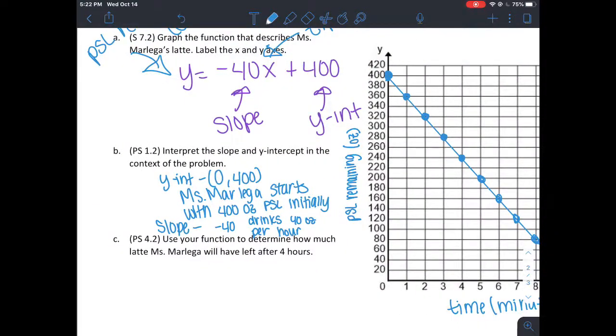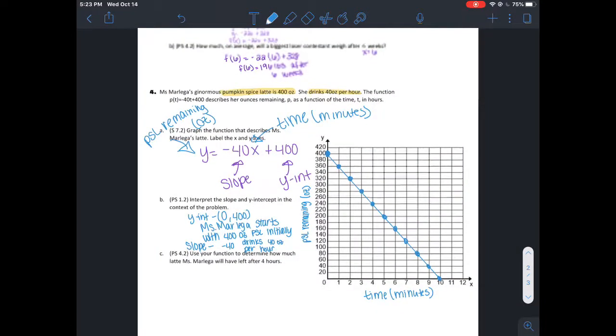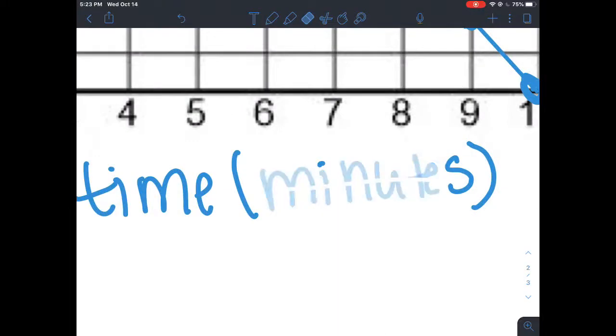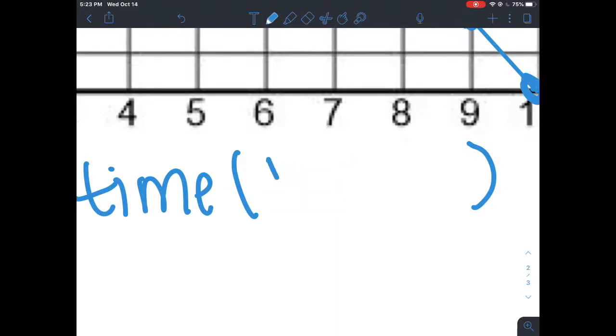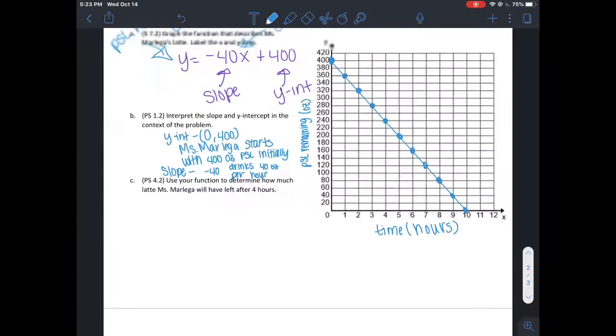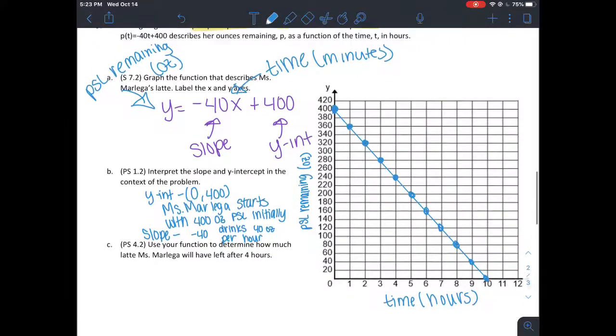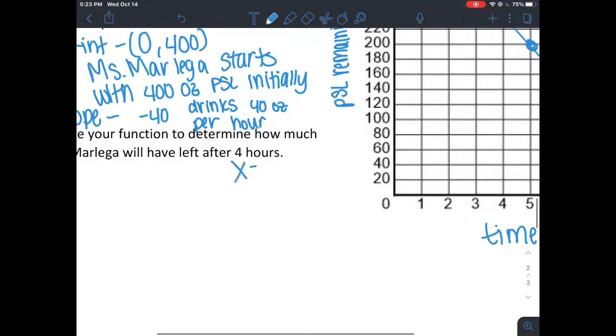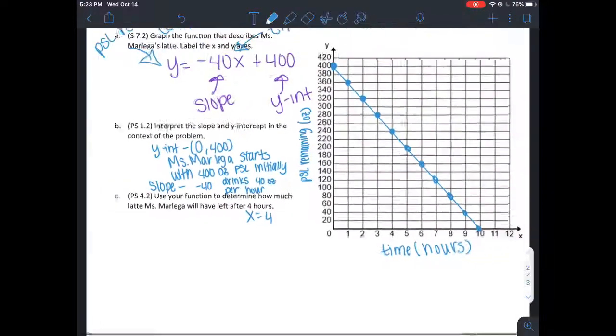And then the last one, use your function to determine how much latte Miss Marlega will have left after 4 hours. Oh, I thought that was minutes. Oh, I guess I had her drinking way too fast. Okay, let's change this to hours. Sorry for the confusion. And then this should say hours as well. Okay, my bad. All right, so x equals 4.